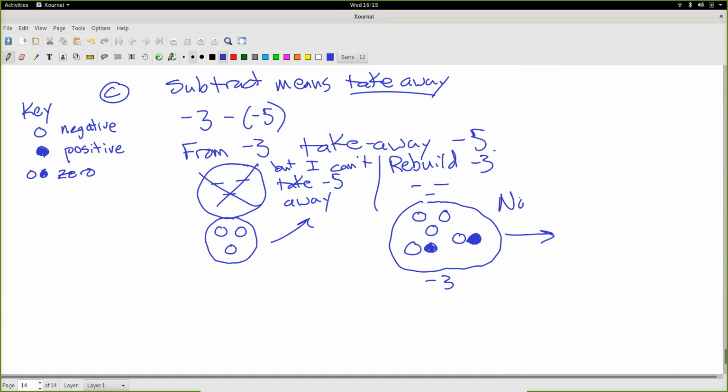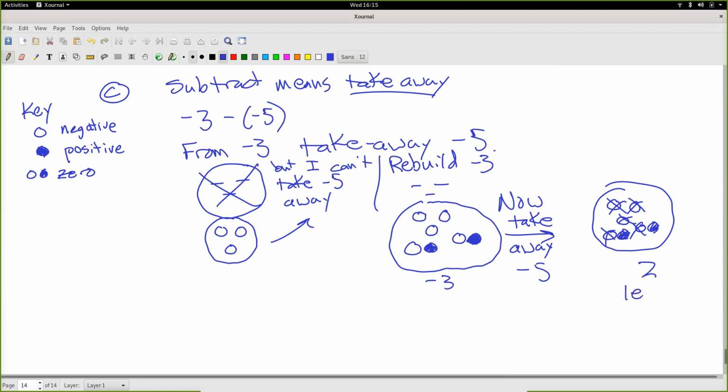Okay, so now I'm going to take away the -5. And so maybe I will redraw that and just cross some out. So that's gone, that's gone, that's gone. 1, 2, 3, 4, and 5. There are 2 left over. So the answer is +2. So sometimes if there's not enough of whatever we're trying to take, we got to build it in there in order to take it away. Question on this example?